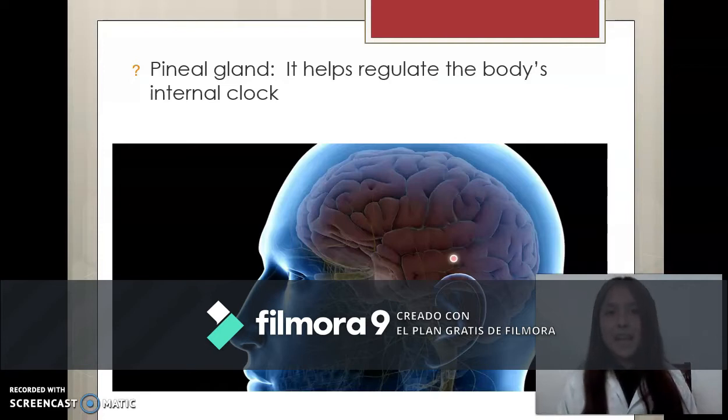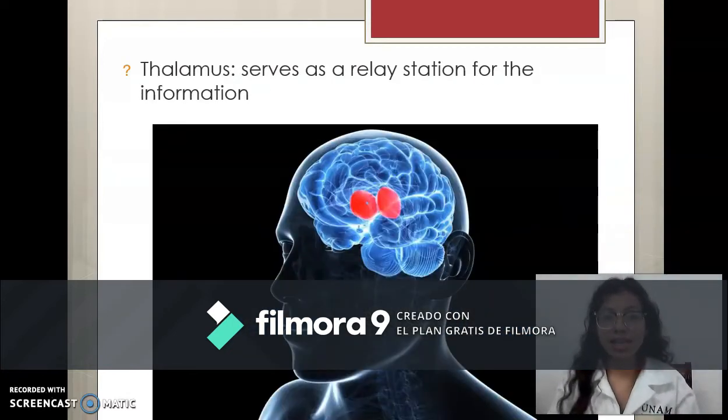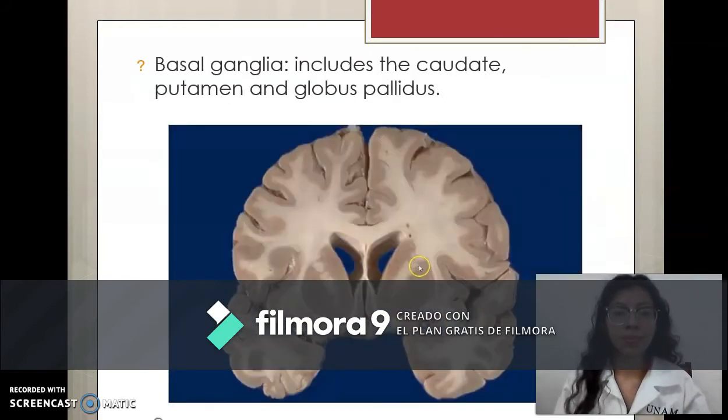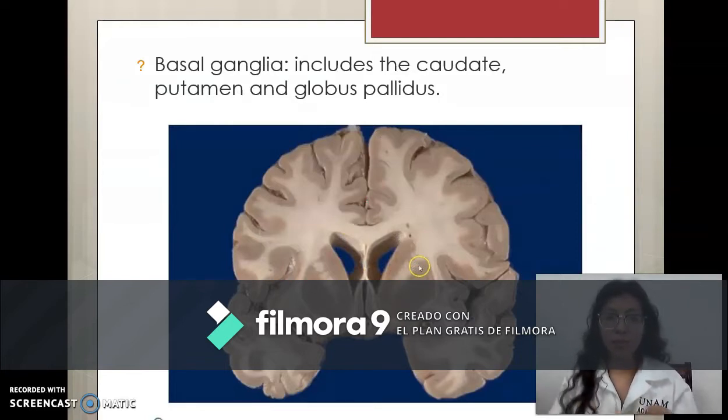Now, pineal gland is located behind the third ventricle, and it helps regulate the body's internal clock and circadian rhythms, and it has some role in sexual development. Now, thalamus serves as a relay station for almost all information that goes to the cortex. It plays a role in pain sensation, attention, alertness, and memory. Now, the basal ganglia include the caudate, putamen, and globus pallidus. This nucleus works with the cerebellum to coordinate movements such as finger movements.